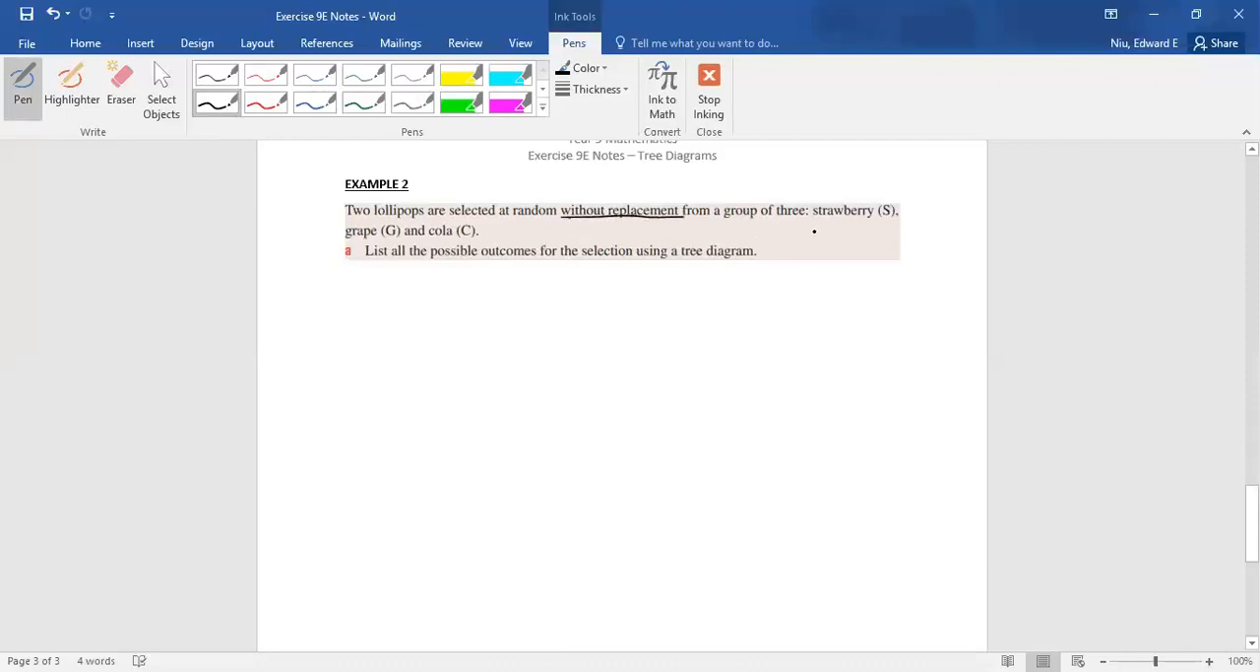So we've got 3 lollipops: strawberry, grape, and cola. What we do here is, if we were to pick twice, because we're picking 2 lollipops, pick 1 will be our first choice. So pick 1, we've got strawberry, grape, and cola. We pick the center and we draw out our branches like so.